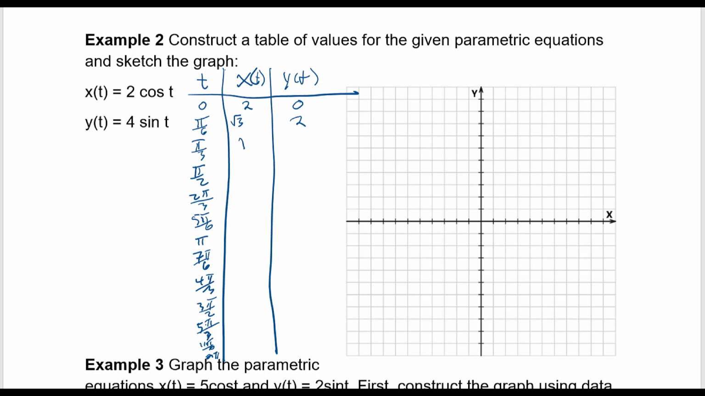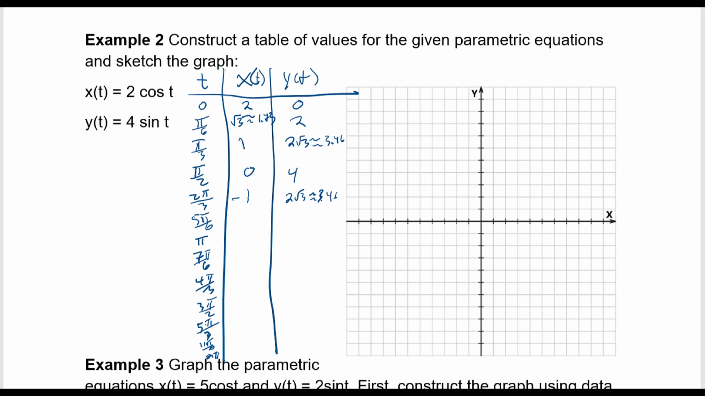Sine of pi over 3 is square root of 3 over 2, so 4 times that is 2 times the square root of 3. So we're looking at approximately 3.46. And then pi over 2, cosine of that's 0, sine of that's 1, so we get a 4 here. 2 pi over 3, we're going to get negative 1 because cosine of that's negative 1/2 times 2 is negative 1. The sine, we're going to get our 2 root 3 again, 3.46. This was approximately 1.73.